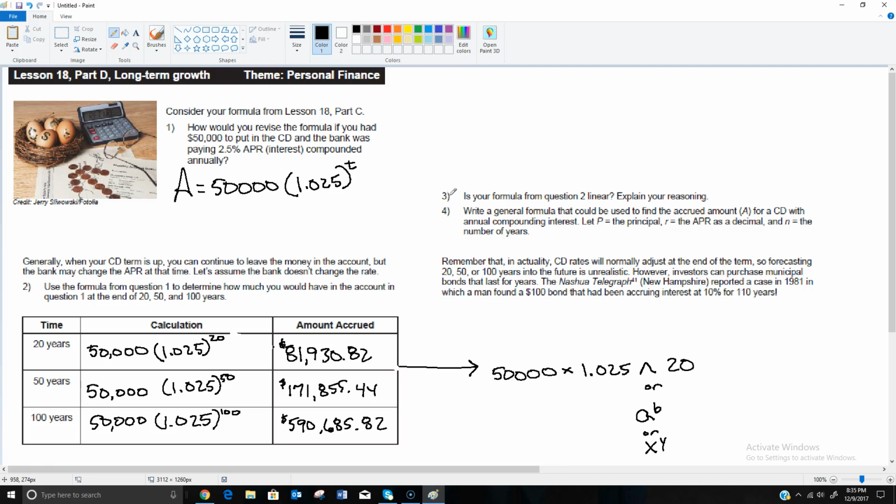It asks here in number 3, is your formula from question 2 linear? No, this is definitely not linear, because it's not going up by the same amount each year.